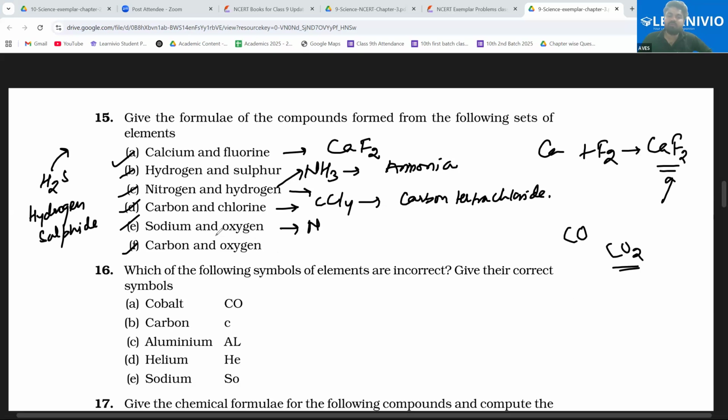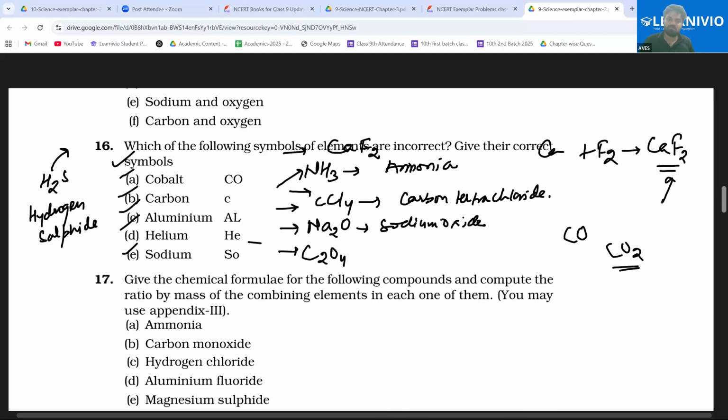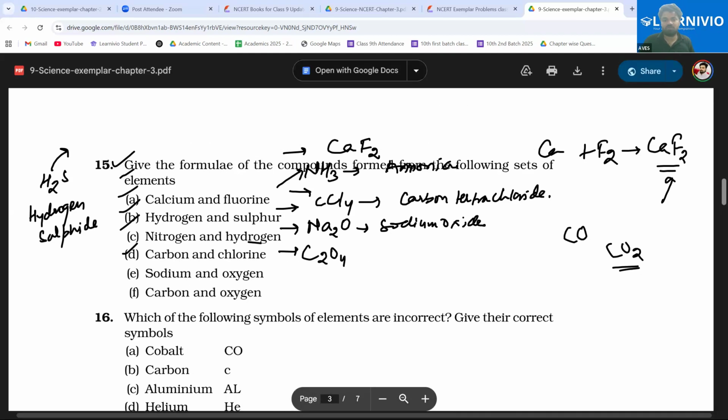What's the formula for this one? Sodium and oxygen? Na2O. What's the name of this one? Sodium oxide. Carbon and oxygen? C2O4. Very good.